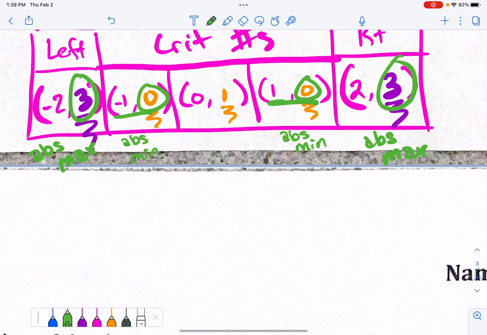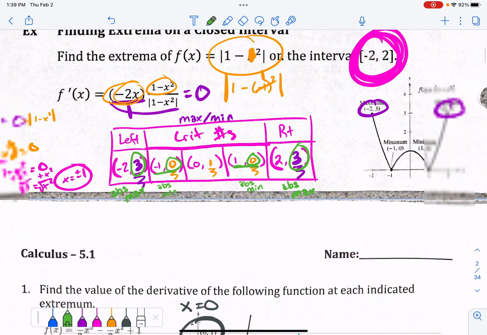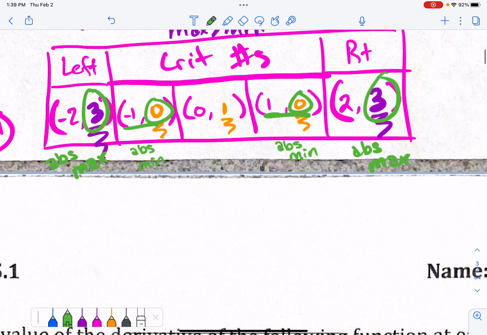Now we can find the absolute highest points and the absolute lowest points by not even graphing, by just looking at the derivatives and the endpoints. What's our lowest one? It's (-1, 0) and (1, 0), because 0 is the lowest y coordinate. So we have 2 absolute maxes and 2 absolute mins.